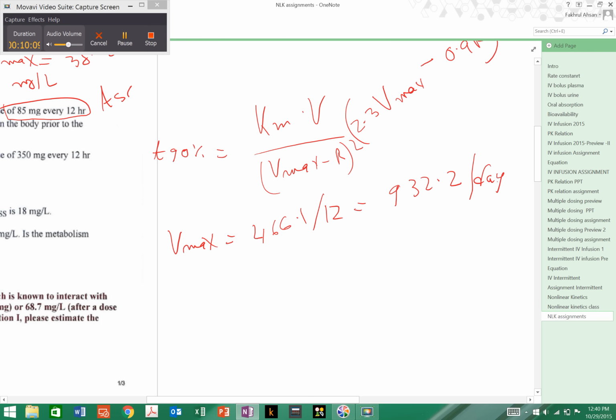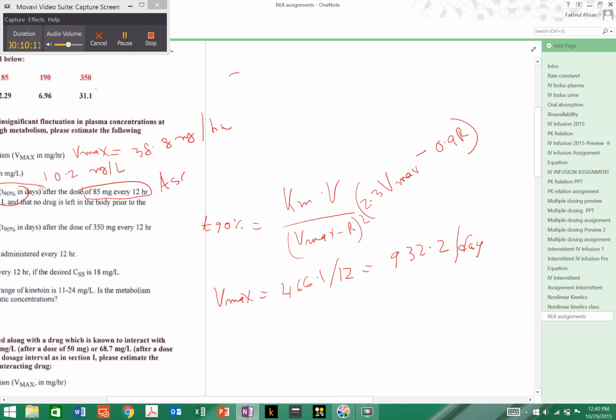Or if you use this one, in this case, it would be 38.8 per hour. So in that case, you have to multiply by 24. But in either case, it is going to be Vmax. Vmax per day would be 932.2, and your dosing rate is, the dosing rate is given R.